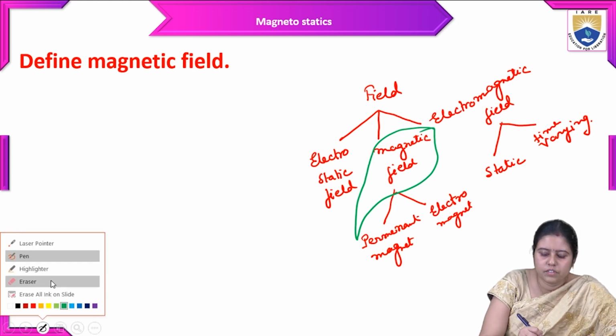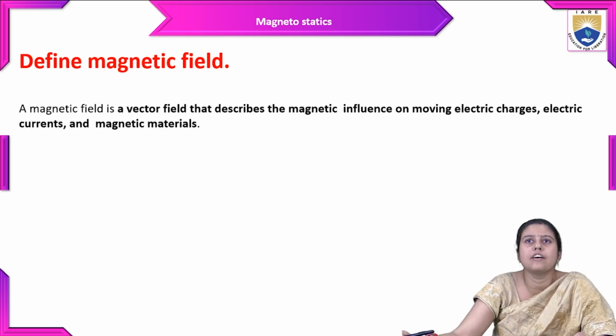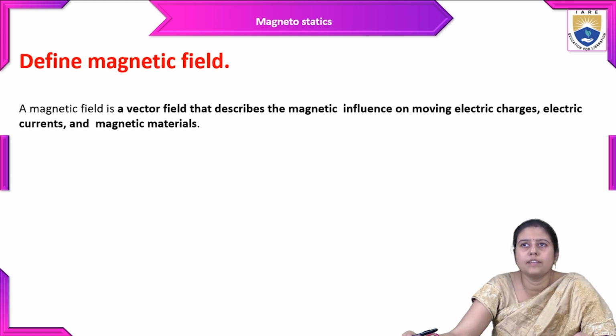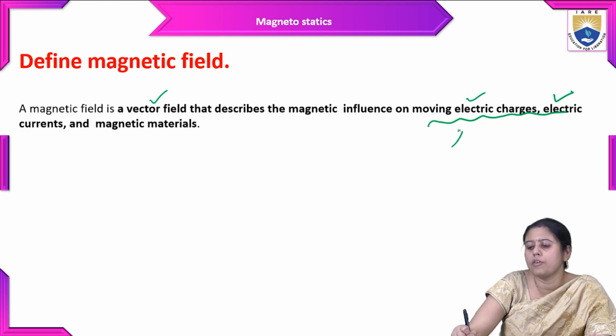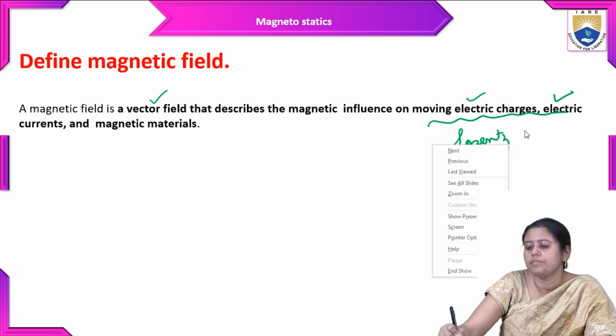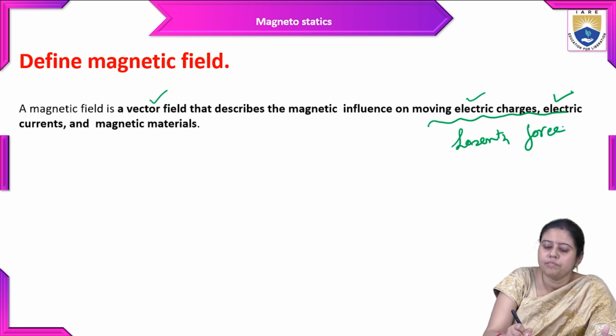So, what is a magnetic field? We can define a magnetic field as a vector field that describes the magnetic influence on moving electric charge, electric currents and magnetic material. First of all, it is a vector field. It has a certain direction and describes the magnetic influence on moving electric charge and moving electric current. So this will tell us about the Lorentz force and also the magnetic material.